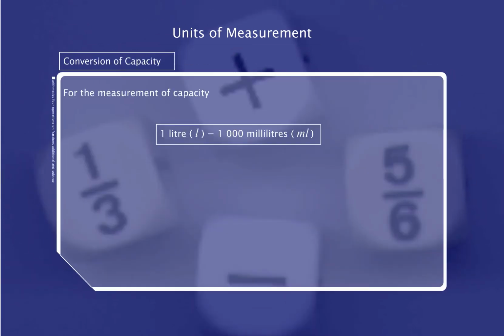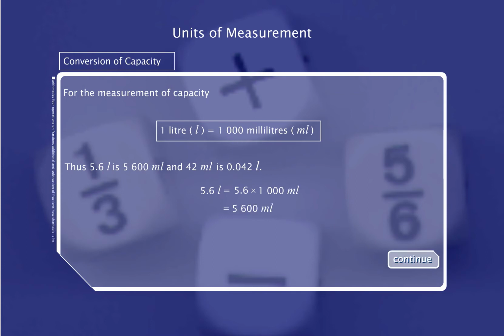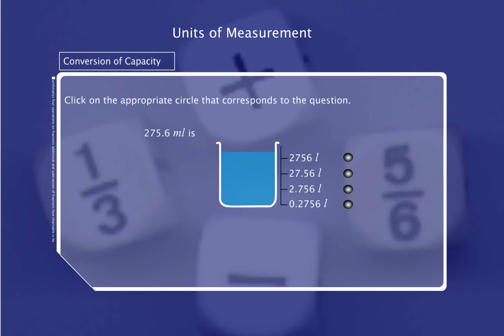For the measurement of capacity, 1 liter equals 1,000 milliliters. Thus, 5.6 liters is 5,600 milliliters, and 42 milliliters is 0.042 liters. Now let us do some conversions in capacity.